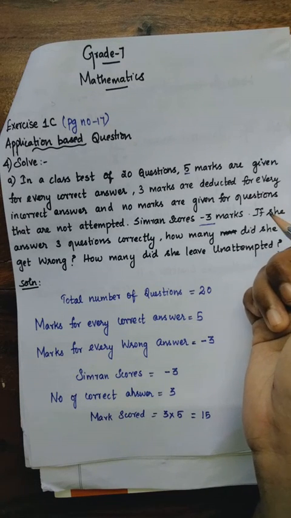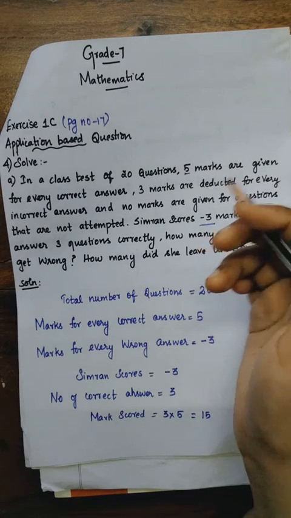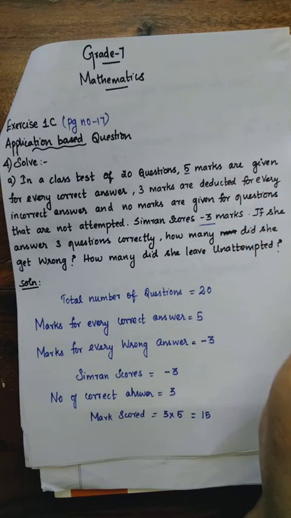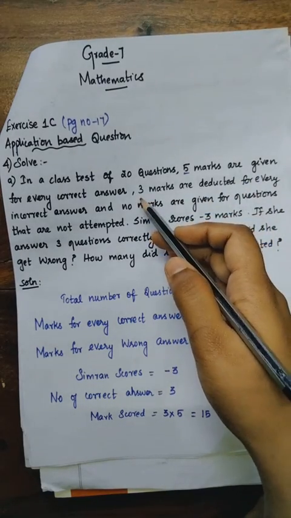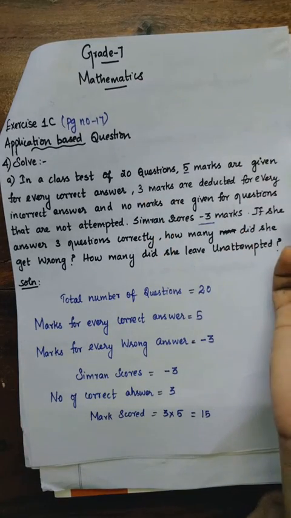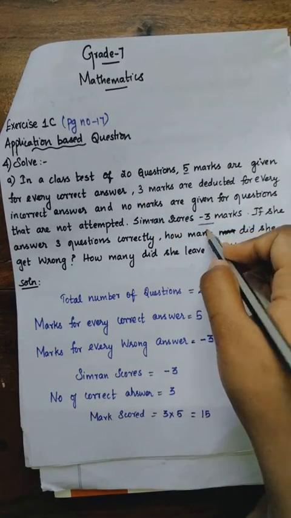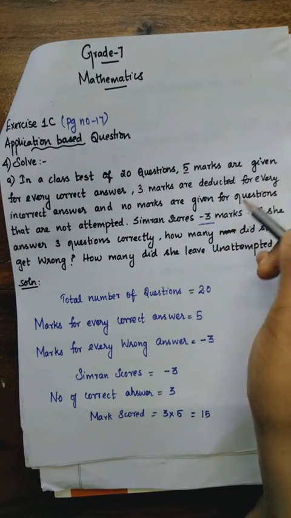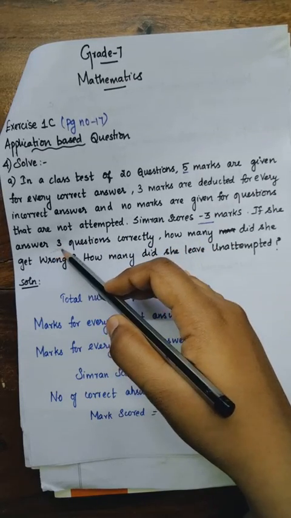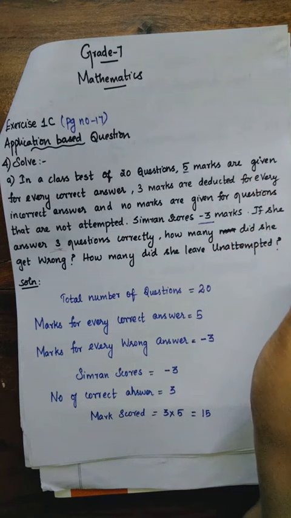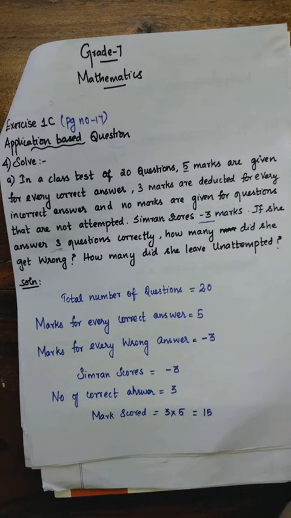In a class test there are 20 questions. For every correct answer they are giving 5 marks, and for every wrong answer they are reducing 3 marks, and no marks are given for unattempted questions. Simran's total score is minus 3 if she answered 3 questions correctly. We are going to find how many incorrect answers she had, then how many questions she left unattempted.